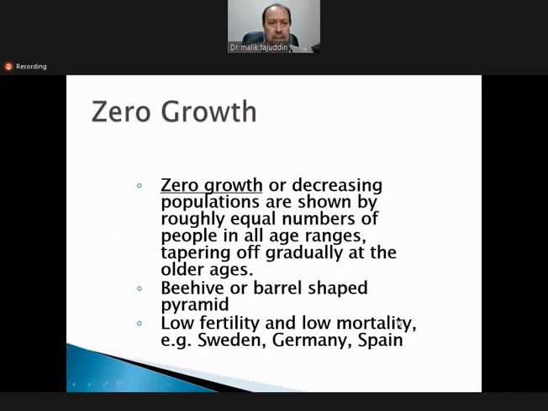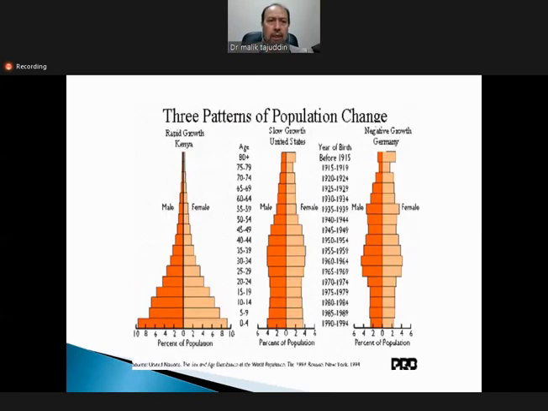Then there is zero growth. Zero growth or a decreasing population is shown by roughly equal numbers of people in all age groups, tapering off gradually at the older ages. Beehive or barrel-shaped pyramids appear here, with low fertility rate and low mortality rate. Deaths are low and births are low as well. The population pyramids of Germany, Spain, or Sweden are examples.